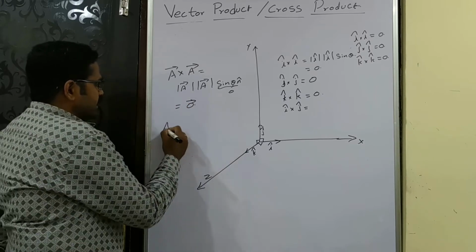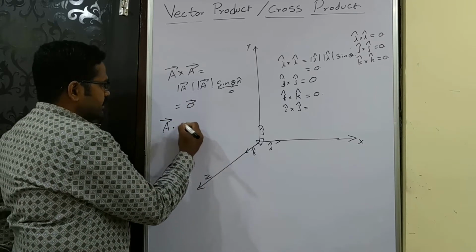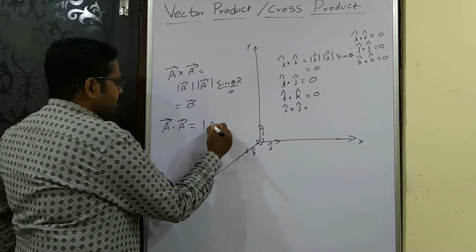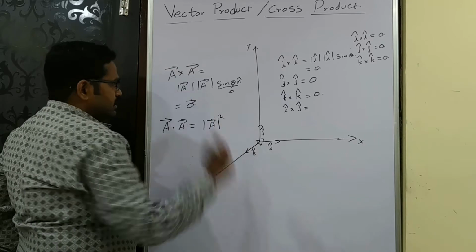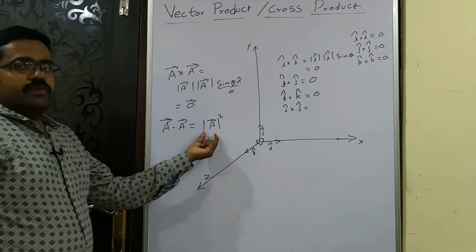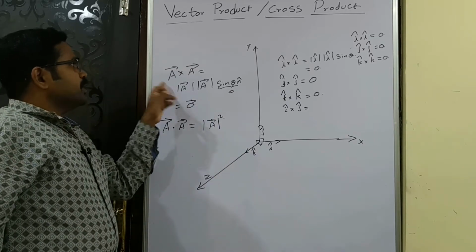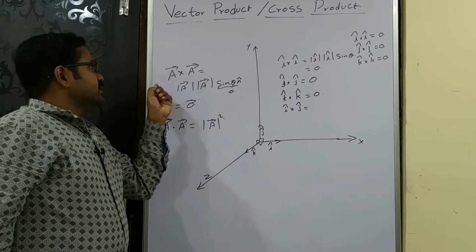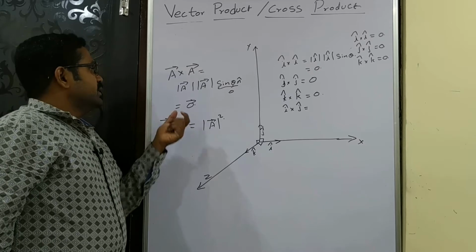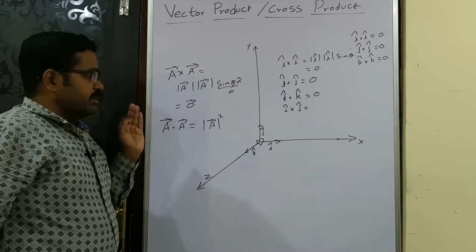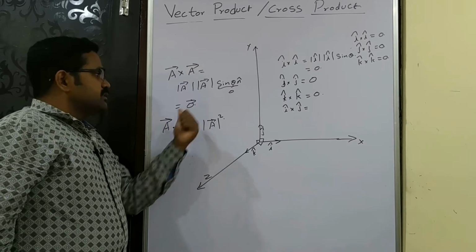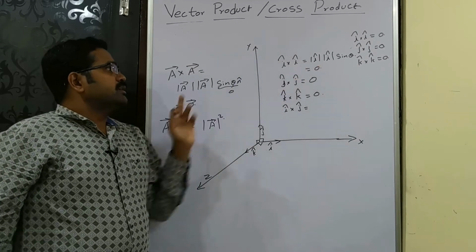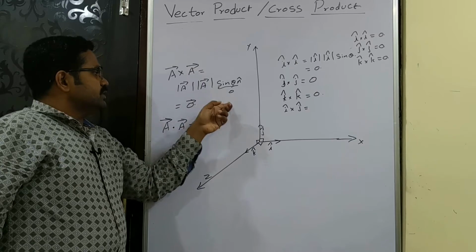What was vector A dot vector A? How much was vector A dot vector A? It was magnitude of vector A squared. Square of magnitude of vector A. Whereas cross product of vector A with vector A will give you a null vector. Any vector's cross product with itself is equal to null vector. You have to remember this and this. These two are important concepts. If you don't remember that also, if you remember the formula, sin theta here is 0, sin 0 is 0.